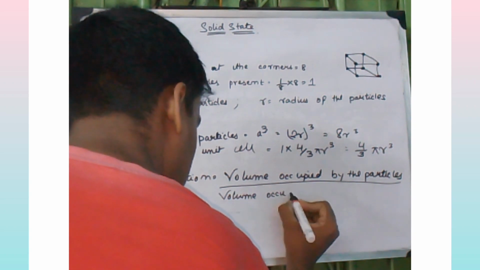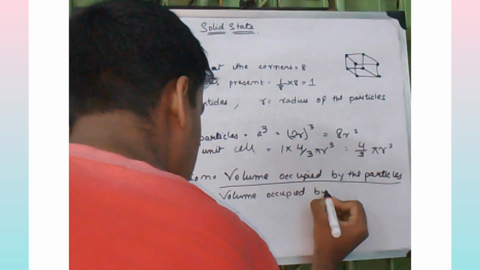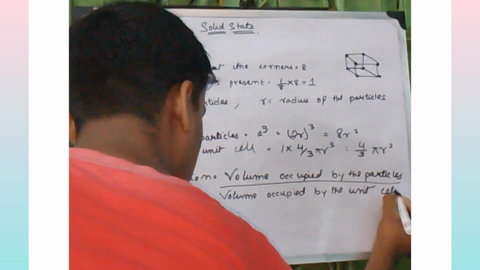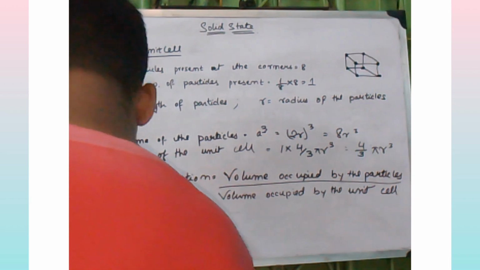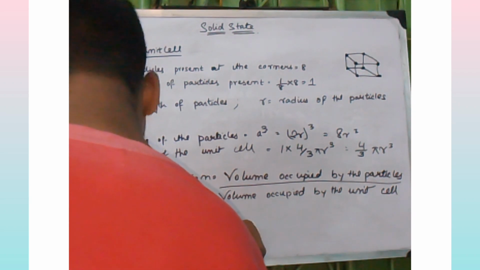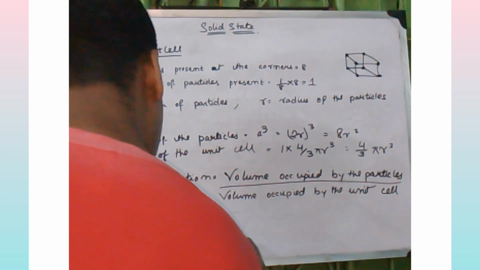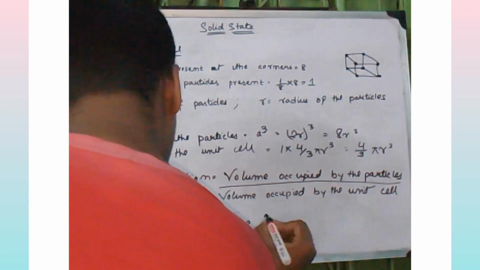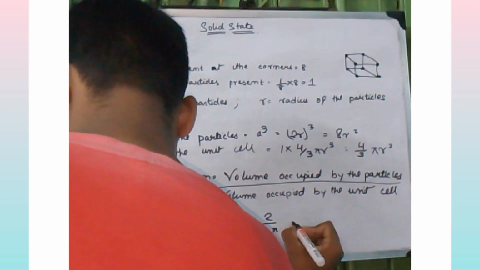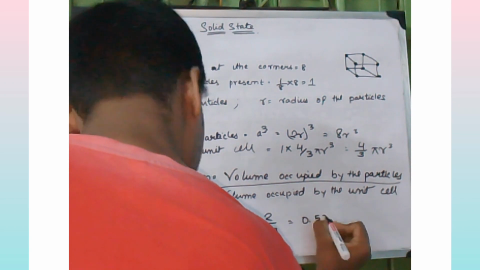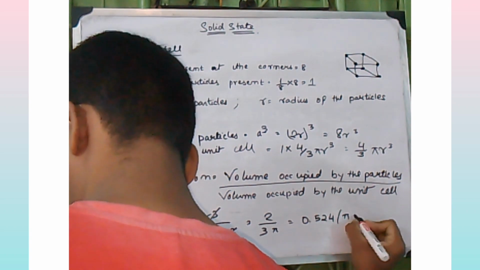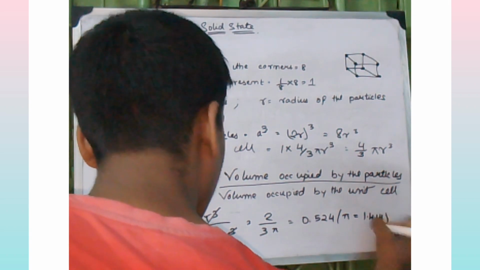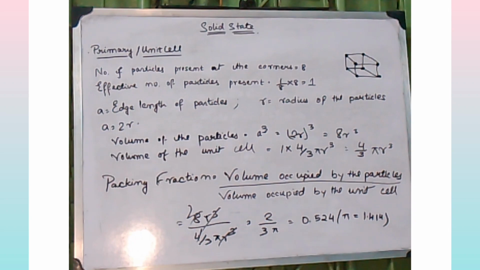In this case, volume occupied by the particles will be 8r cube, whereas volume occupied by the unit cell will be 4/3 pi r cube, which will result in 6/pi, where pi is equal to 3.14, which finally will result in 0.524.